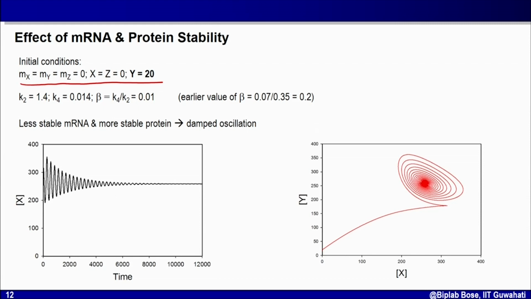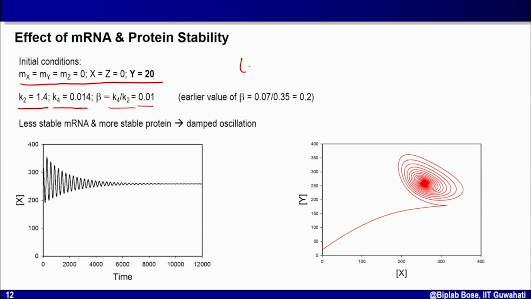But what I did in this simulation, I increased K2 to 1.4 from 0.07. Initially K2 was 0.07, and I decreased K4 from 0.35 to 0.04. So I am increasing K2, that means I am making mRNA less stable. I am decreasing K4, that means I am making the protein more stable. So if I look into the ratio of K4 and K2, I have beta equal to K4 by K2, and that is equal to 0.01.